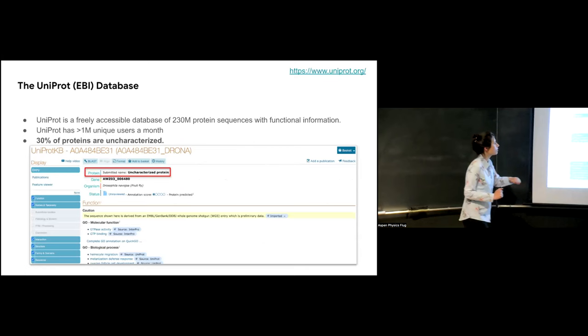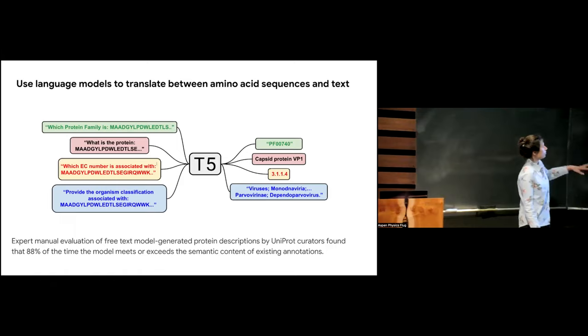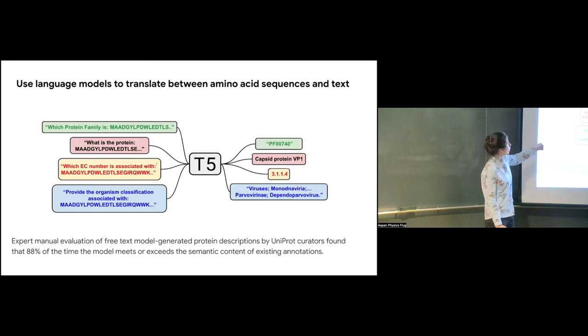And it turns out that we trained a model, which is a kind of model called a T5 model. Essentially, it works by taking in prompts. So you can give it a sequence and ask it a question about that sequence, and it will tell you the answer in various different formats. And so we ran this for a bunch of sequences from UniProt, and remarkably, I was totally surprised by this. It actually works pretty well.